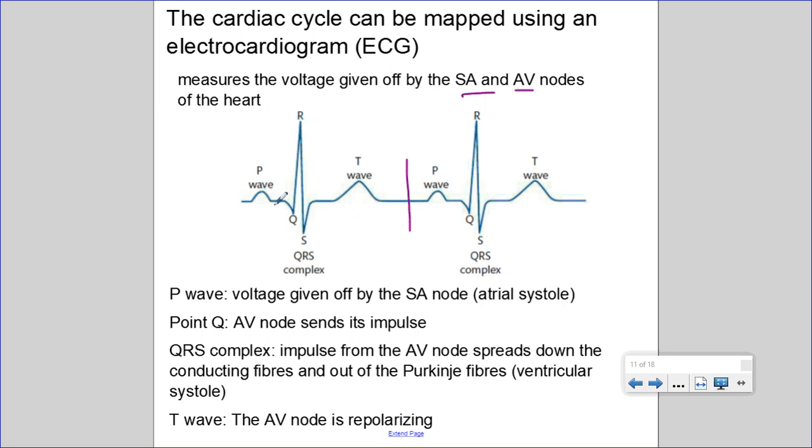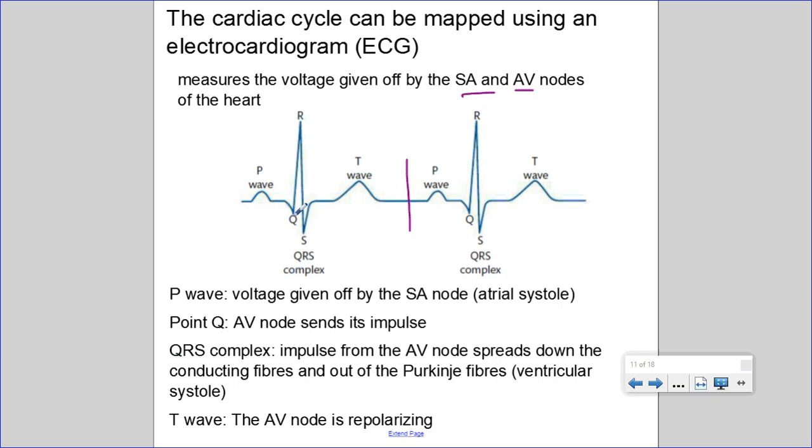So, like I said, there are characteristic shapes to an ECG of the heart, and each of these points will identify a particular point in the cardiac cycle. There is this little wave at the beginning called the P wave. This is the voltage given off by the sinoatrial node, which indicates atrial systole. At point Q, you get a little bit of a dip. This is where the atrioventricular node sends its impulse, so where things get slowed down a little bit, and where things start moving again.